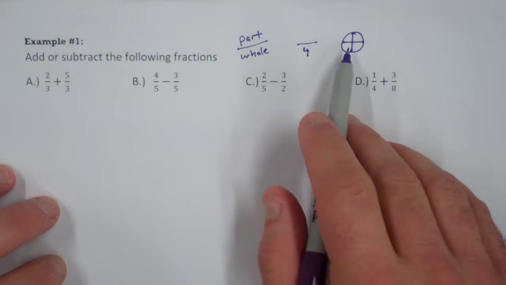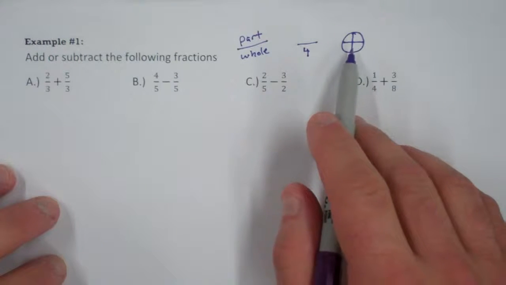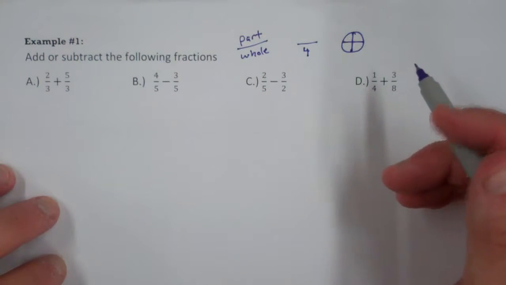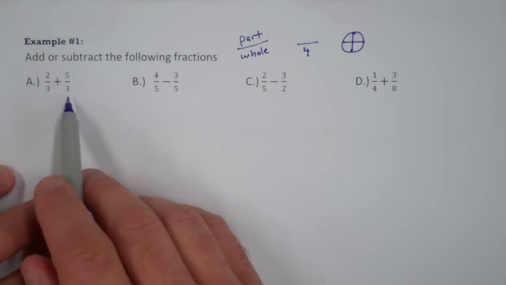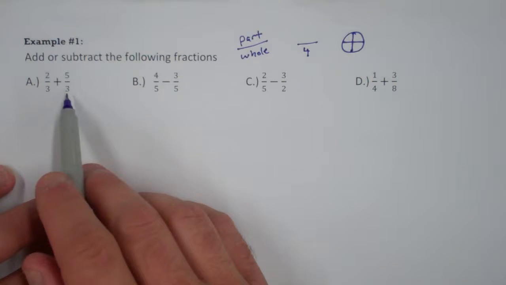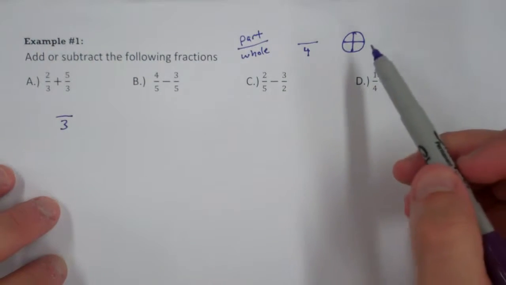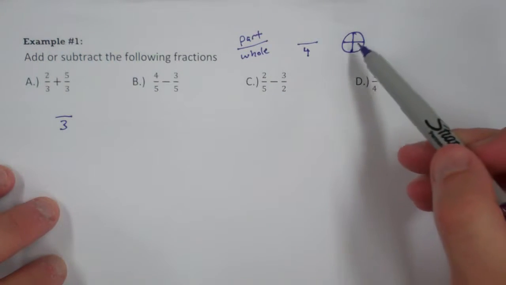When you're adding or subtracting fractions, you need to compare shapes that are divided by the same amount so that the slices are the same amount. So this first one, we've got 2/3 plus 5/3. We have a common denominator. We know that the denominator will stay. It'll be 3. When we add or subtract pieces of a pie, the size of the pieces doesn't change.